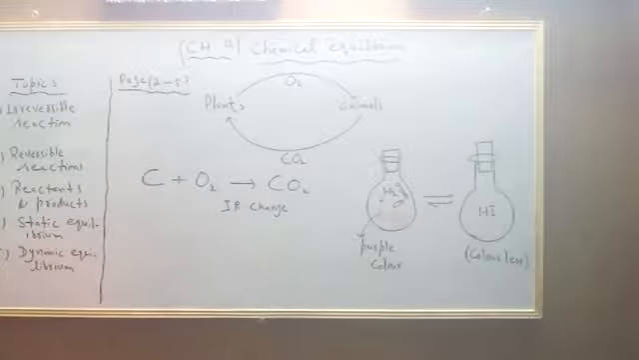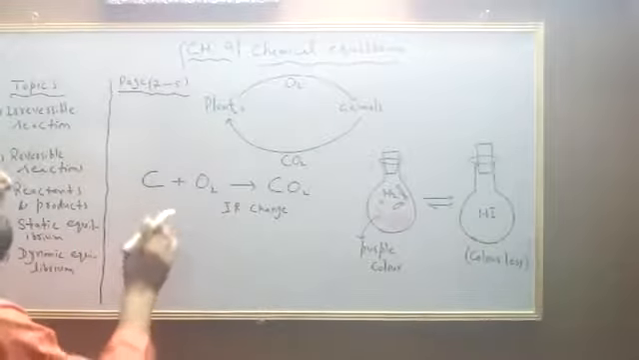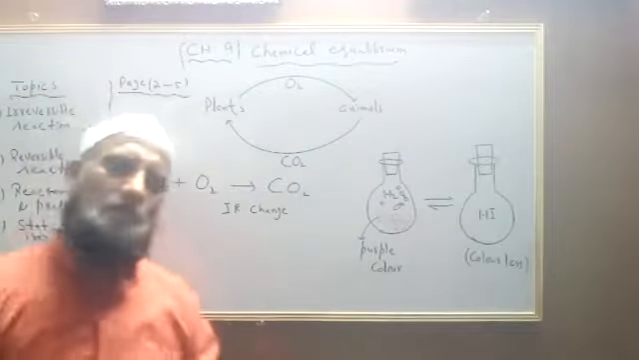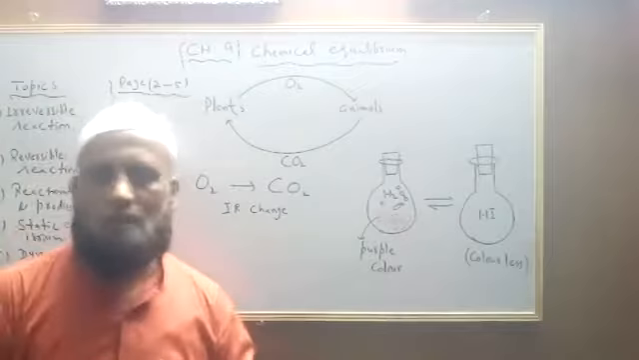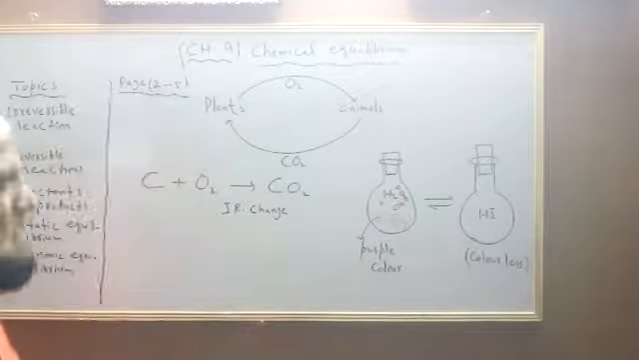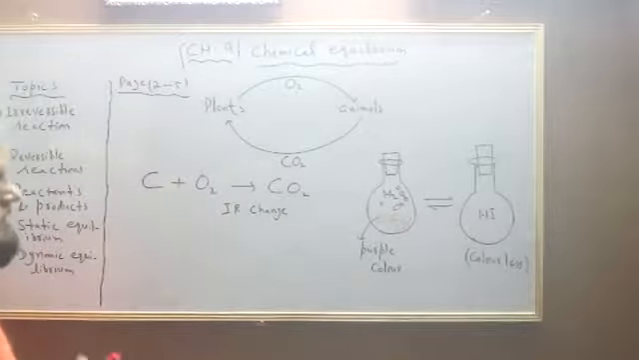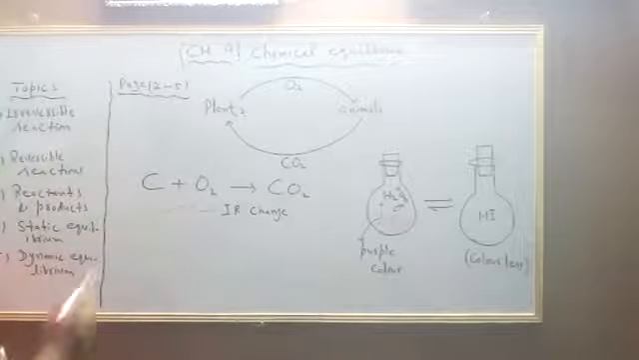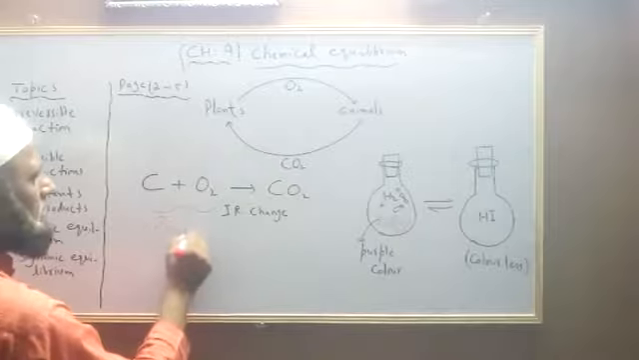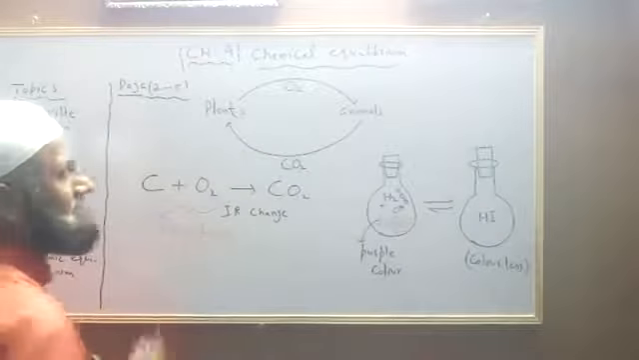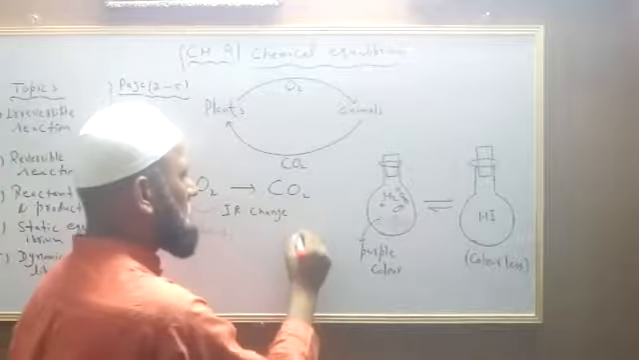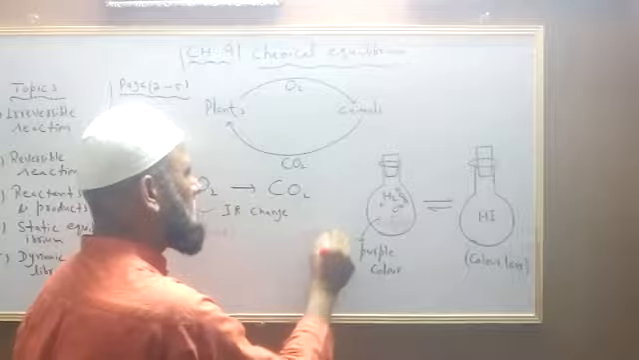In any chemical reaction we have two main things: one is called the reactant and the other is called the product. The substances mentioned at the left side of the arrow are called reactants, and those at the right-hand side are called products.